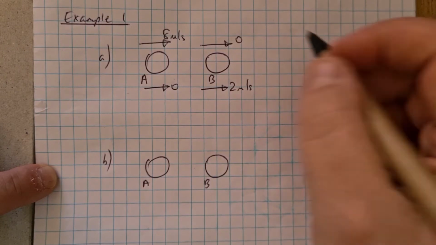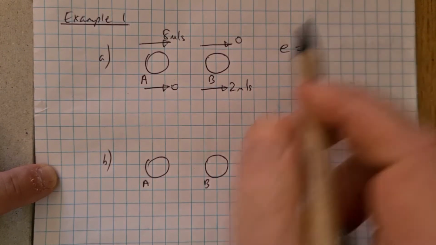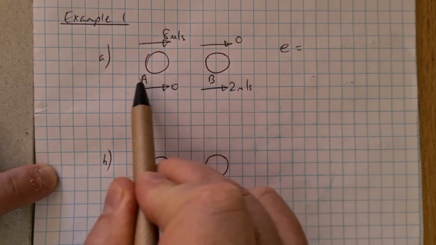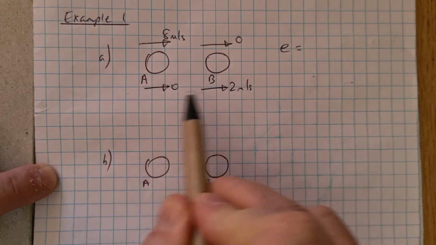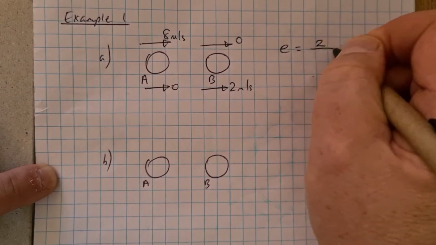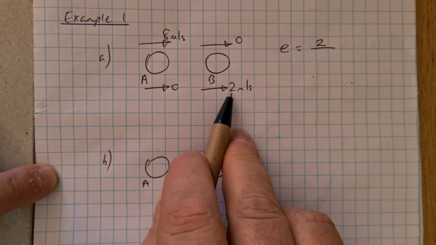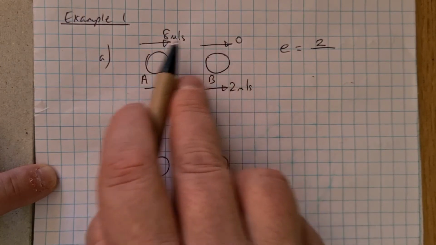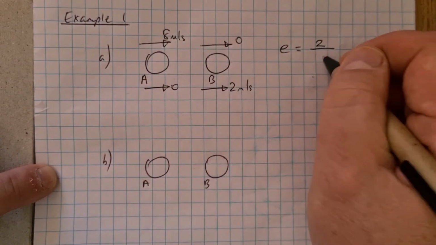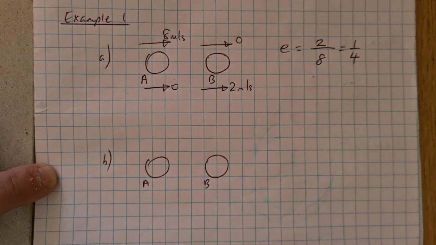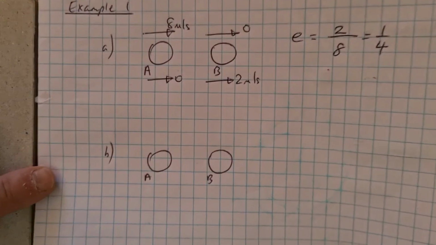So to find the coefficient of restitution, E, the speed of separation is the separation of the particles after the collision, immediately after the collision. So you can see there 2 take away 0 will just be 2. So that is our speed of separation. And the speed of approach, the difference between the two speeds there, you can see is going to be 8. So our coefficient of restitution for the first example is 1/4.